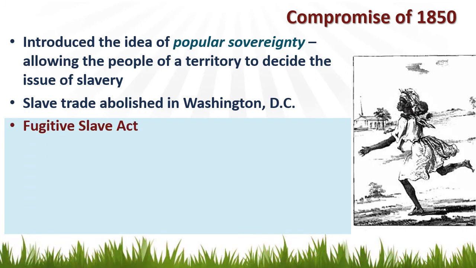But the most important part of the Compromise of 1850, the one that's in this blue box on your screen, will be the Fugitive Slave Act. And that's the one I want you to pay the most attention to because it's the most controversial and the most problematic.